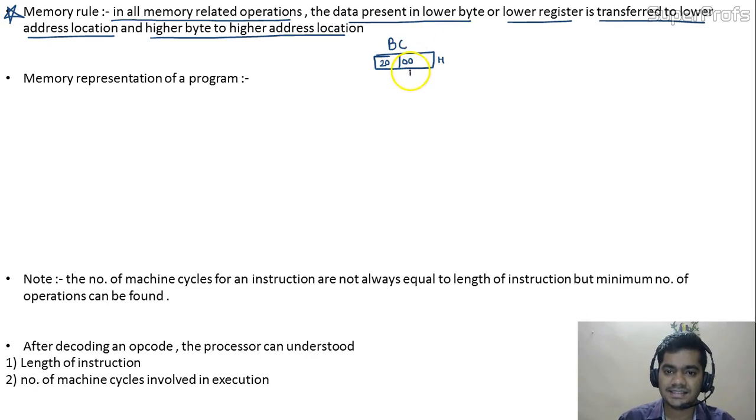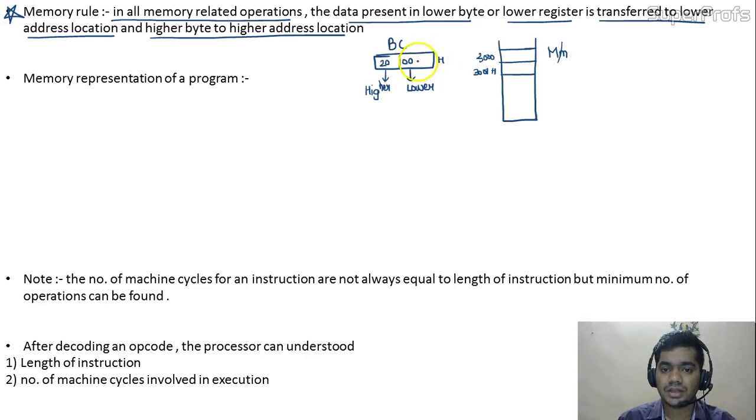Here C is represented as a lower byte and B would be represented as a higher byte. So suppose this data is going to be transferred in the memory. This would be the memory. Suppose this address is 3000H, and this address is known as 3001H. So the lower byte data would be transferred.